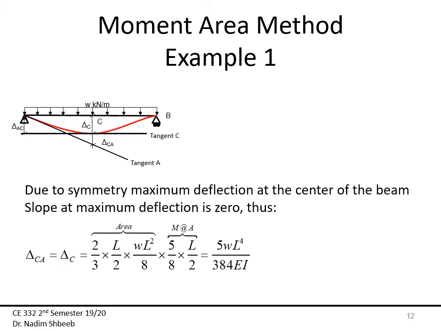Now let's go to finding the deflection delta C. Again, just to re-emphasize, due to the symmetry, the maximum deflection is at the center of the beam, which is required.